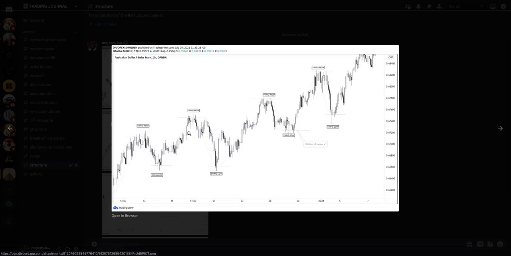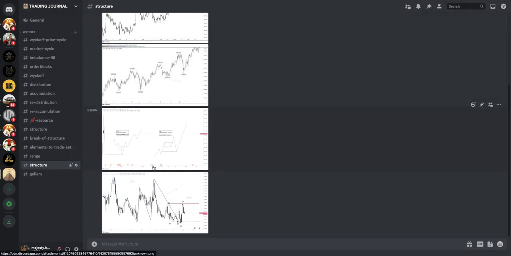But for right now, I want to focus on the basics, which is structure. So like right here, here's another structure, an up structure. Swing high, swing low, swing high, swing low, swing high, swing low, swing high, swing low. Okay? Up structure.